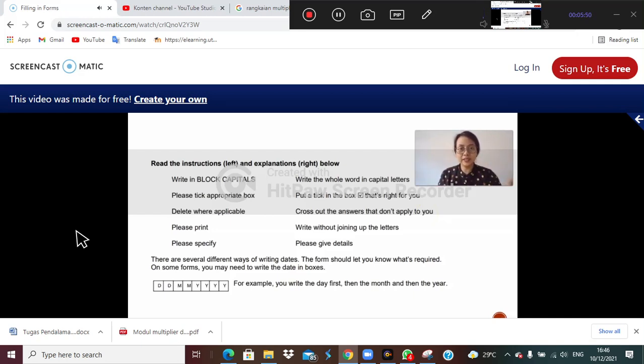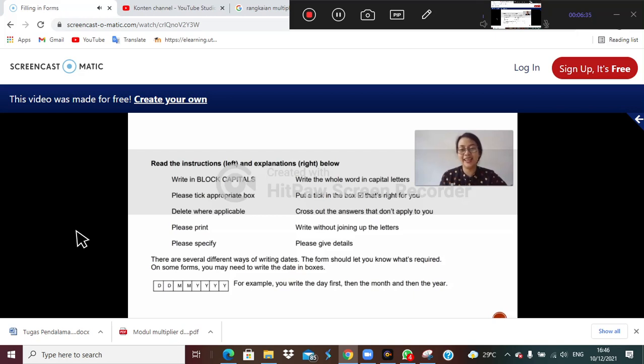Whether you cross it out or strike it through depends on you. If there is no specific instruction, you may strike it or cross it out. If the instruction is only delete where applicable, what is removed is what is not needed. Cross out the answers that don't apply to you. If there is an instruction please print, then just print it, write it directly in print. Please specify means you need to explain, you need to give further detail.